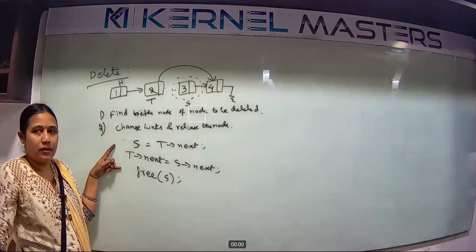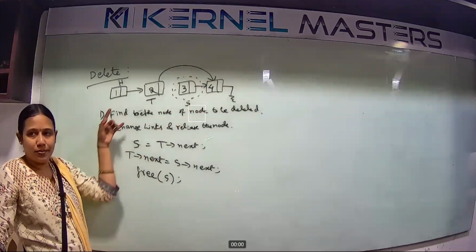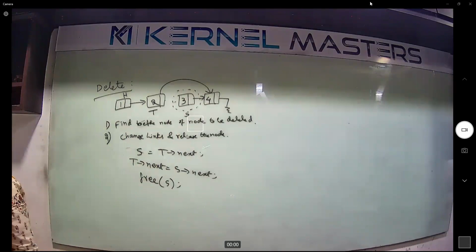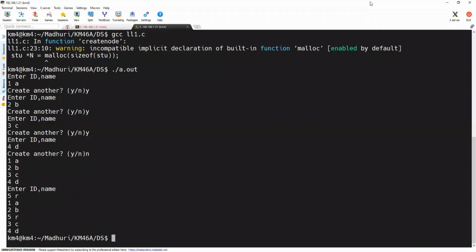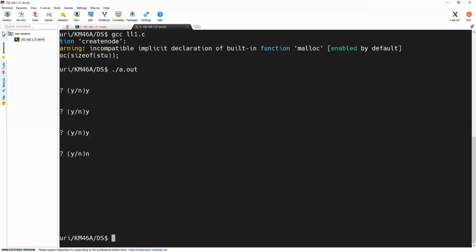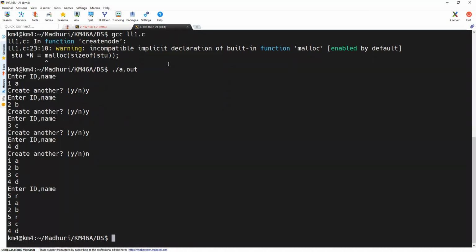Finding the before node you already know. Here also, these 3 steps are for deletion other than the head node. Head node deletion again you have to specially handle.